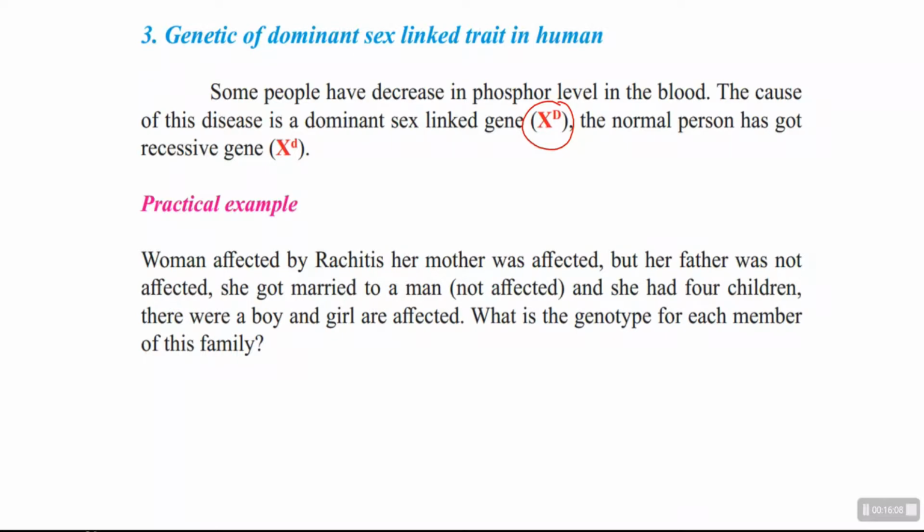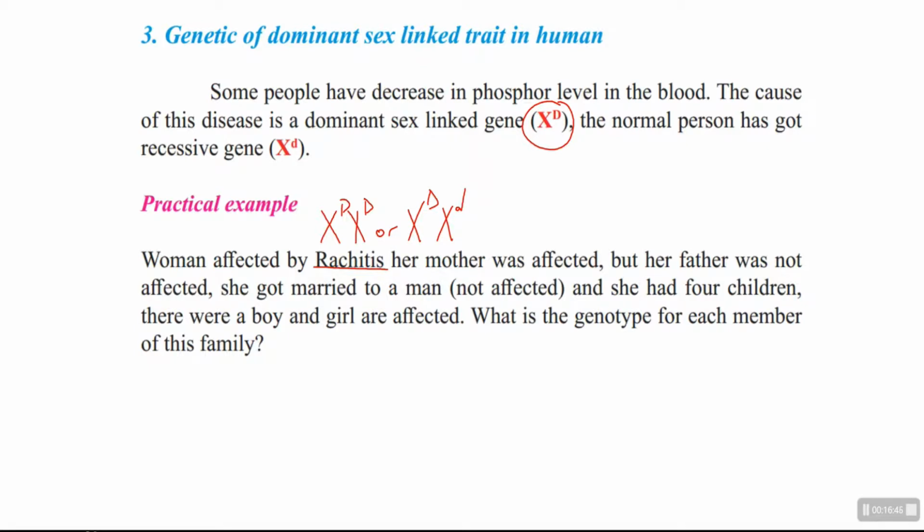Practical example, woman affected by rachitis. Affected by rachitis means what? It can be pure or can be hybrid. Her mother was affected too, but her father was not affected. She got married to a man who is not affected, and she had 4 children. There were a boy and a girl affected. What is the genotype for each member of this family?